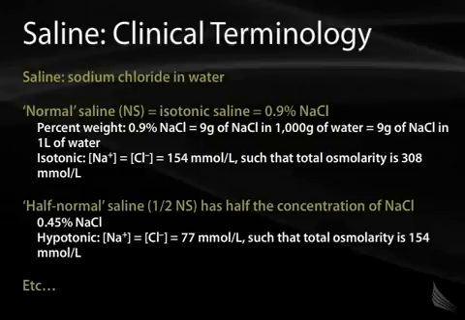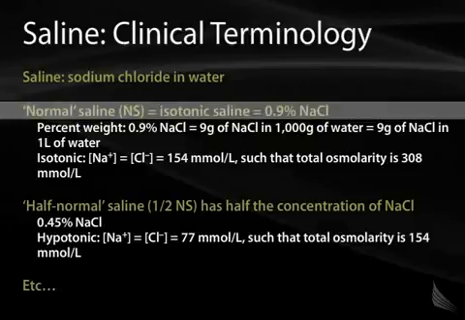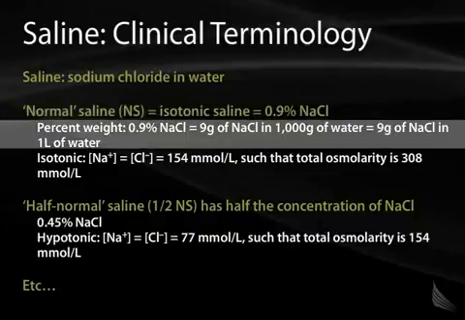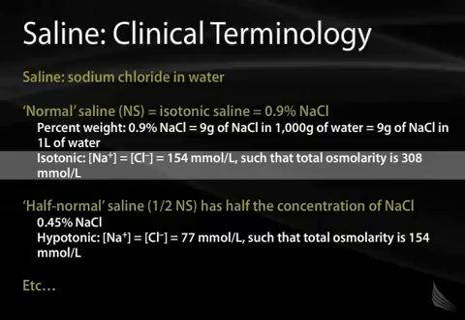A few things about clinical terminology of saline solutions. Normal saline is also known as 0.9% sodium chloride. It is an isotonic solution. The 0.9% comes from the fact that 9 grams of sodium chloride are dissolved in 1,000 grams of water. So there are in total 9 grams of sodium chloride in a liter of water. Normal saline is isotonic to blood. The sodium concentration is 154 millimoles per liter, and the chloride concentration is 154 millimoles per liter, so that the total concentration of normal saline is 308 millimoles per liter. Very close to the osmolarity of blood.